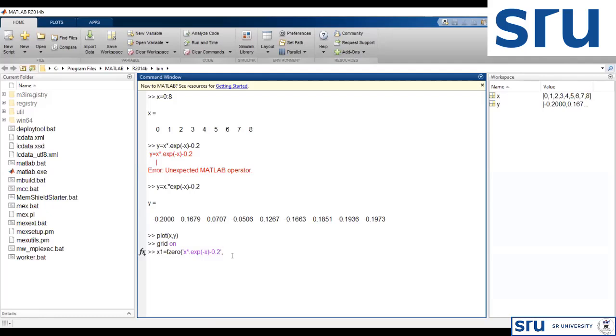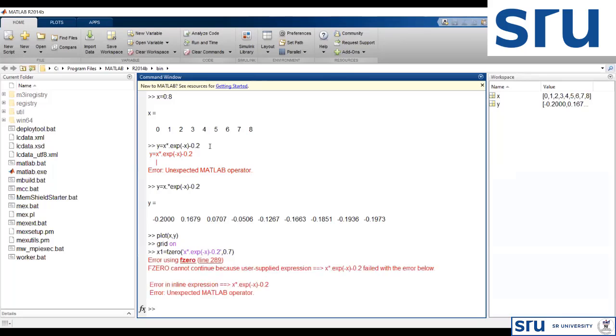0.7. Okay, 0.7 I will take. That's it, our work will be over. I will just hit enter, then one solution will come. That will be one root of our function.